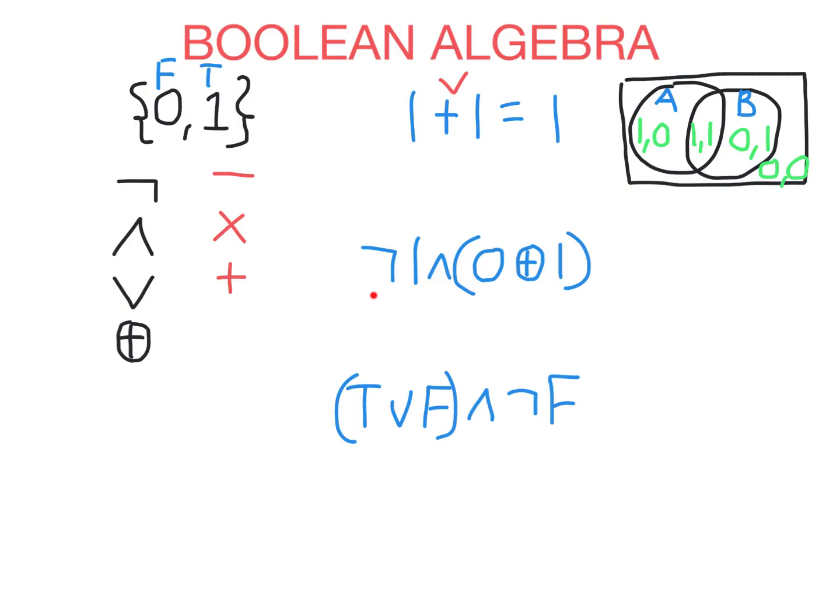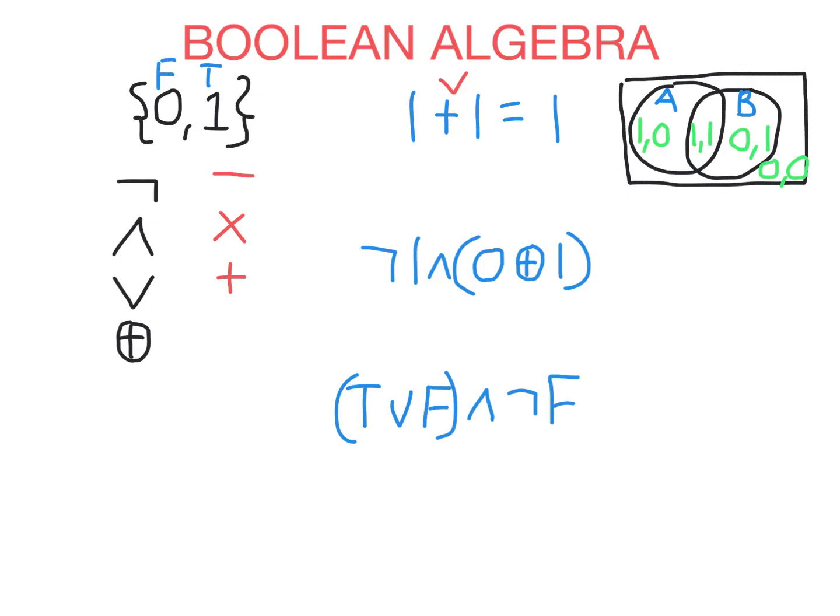All right, let's look at this one here. So here we have not 1 and 0 XOR 1. Now, in order to calculate this correctly, we have to be clear as to the order of operation. So just like normal BODMAS, we do anything in the brackets first, and then we follow this order of precedence. So the first thing we're going to do is 0 XOR 1. So XOR means exclusive or. It means A or B, but not both.